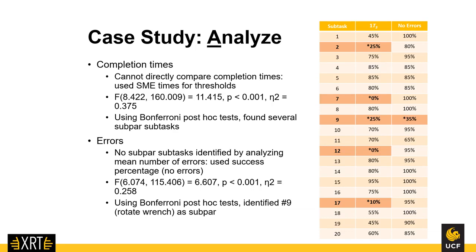So now, in the analyze stage, we're looking at the results of our per subtask metrics. We can't directly compare among completion times because the interactions involved in each subtask can vary widely. So we looked at using the subject matter expert times for thresholds. Originally, we anticipated comparing the participants' time to 2, 3, or 4 times the subject matter experts to determine if they succeeded or not, but we found that comparing directly to the SME's time worked best.